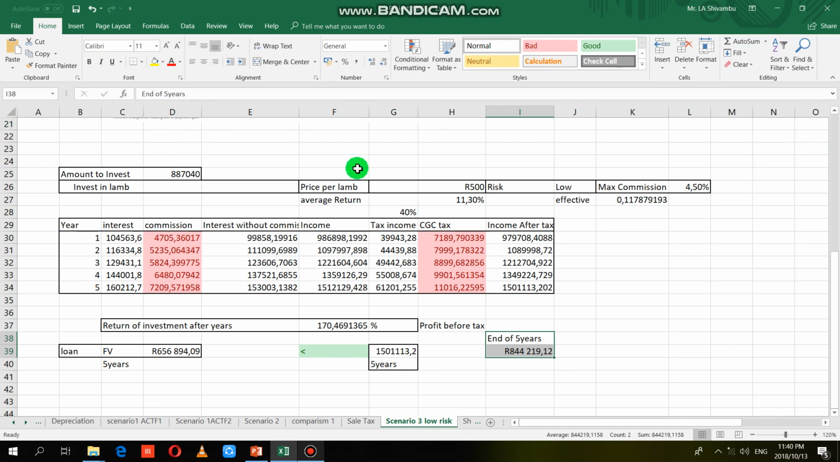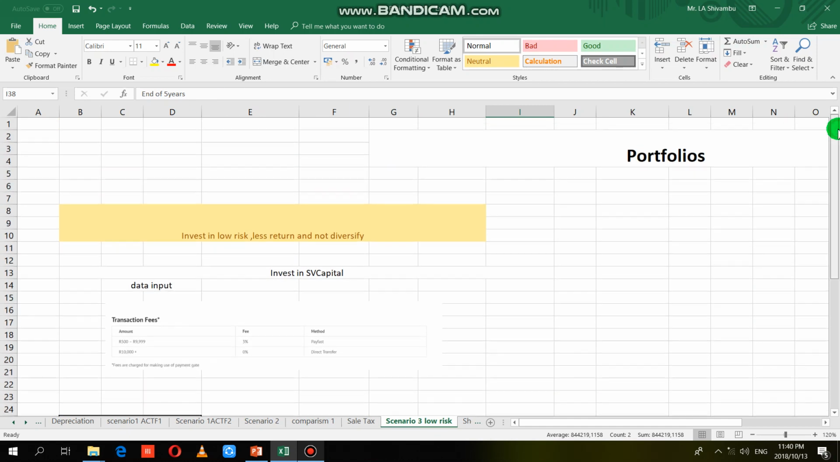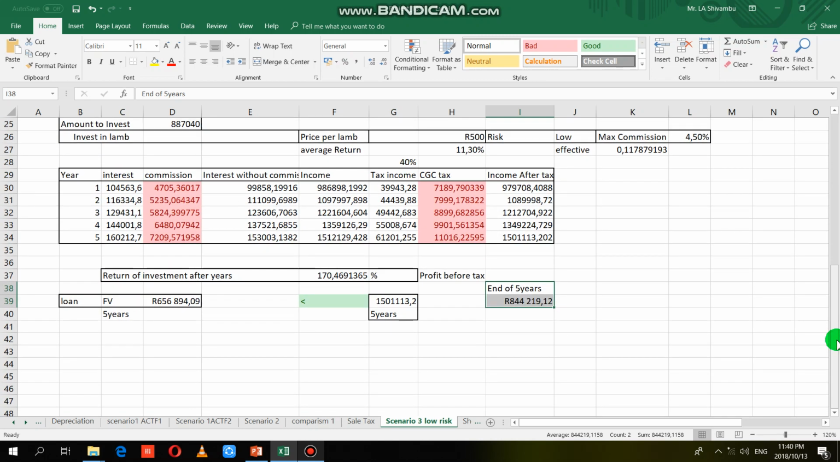Then from there, we're going to choose an investment option to invest this money. In this case, we chose CV Capital. CV Capital is a company that is low risk and gives less return compared to most portfolios. This is what they charge you to actually send the money into their portfolio, and that's how much interest they will earn and the commission that they will charge you.